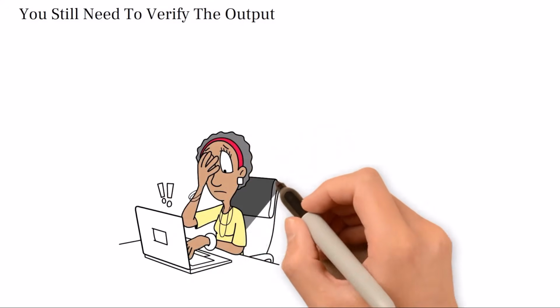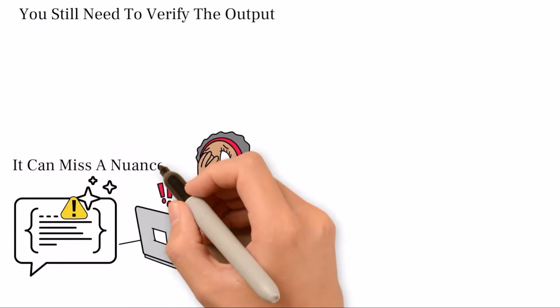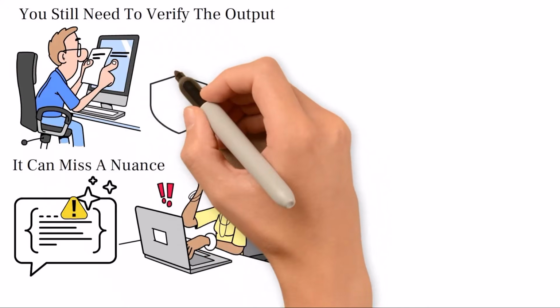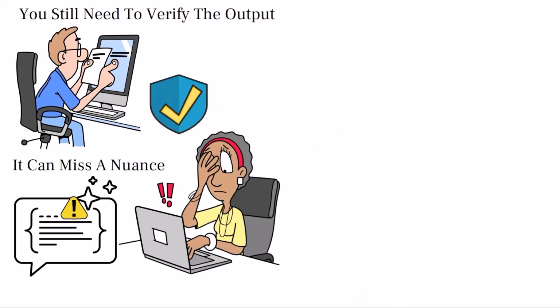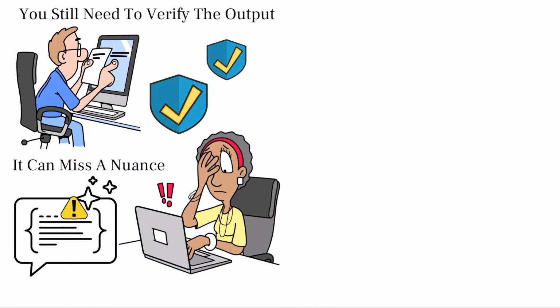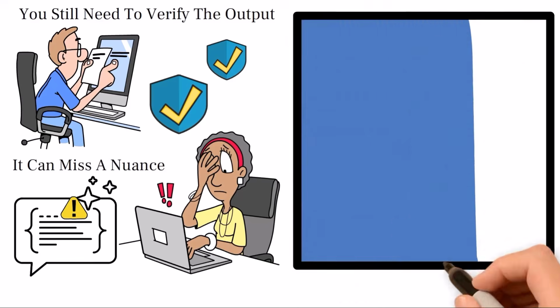That said, you still need to verify the output. Copilot can make mistakes. It can misinterpret a prompt. It can miss a nuance. Your role is to check the work, refine the results, and make sure the final product reflects your expertise and your standards. As you get started, here are a few simple prompts that almost everyone finds useful.